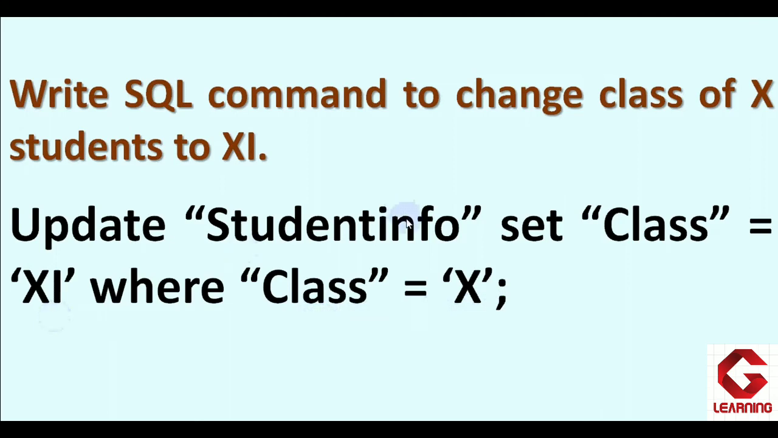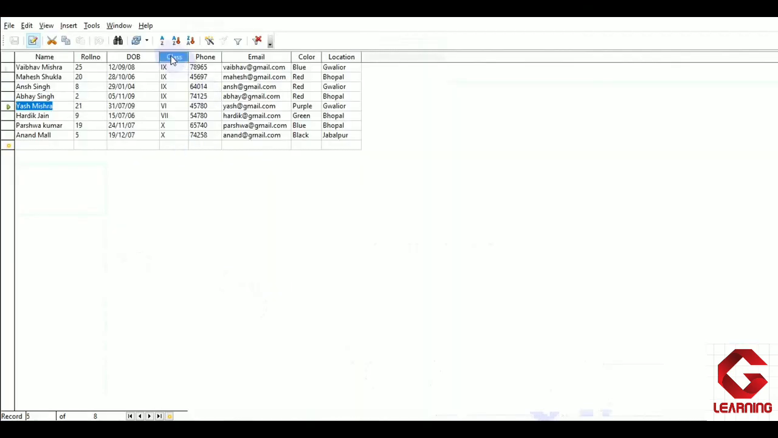Now going to execute this command. Here in this table right now you can see in the class column two students are in 10th class, Anand and Parshva, and I have to change their class from 10 to 11. So now going to write the update command for this purpose.